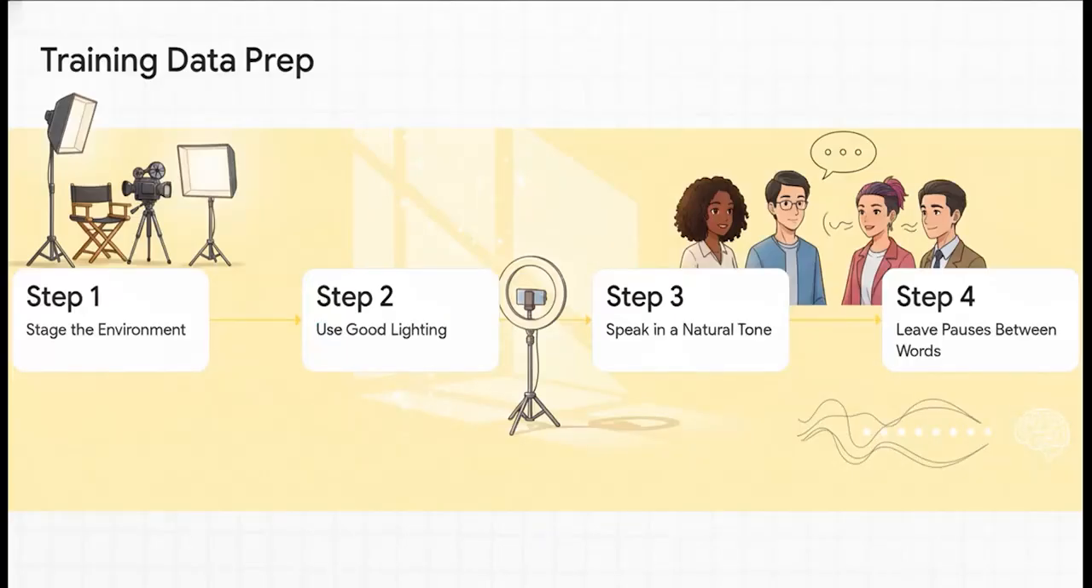And look, you don't need a crazy expensive setup, seriously. Just find a clean background, make sure you've got some good lighting. The most important thing here is you, how you perform. You want to speak in a really natural, calm tone. And here's a huge tip. Leave little pauses between your words. It sounds a bit weird, but it helps the AI lock onto your unique voice and rhythm. And trust me, that's the secret sauce for making it sound real.